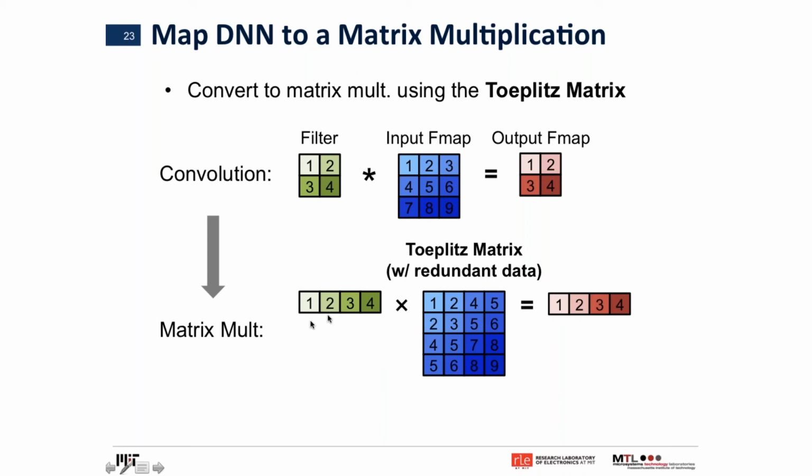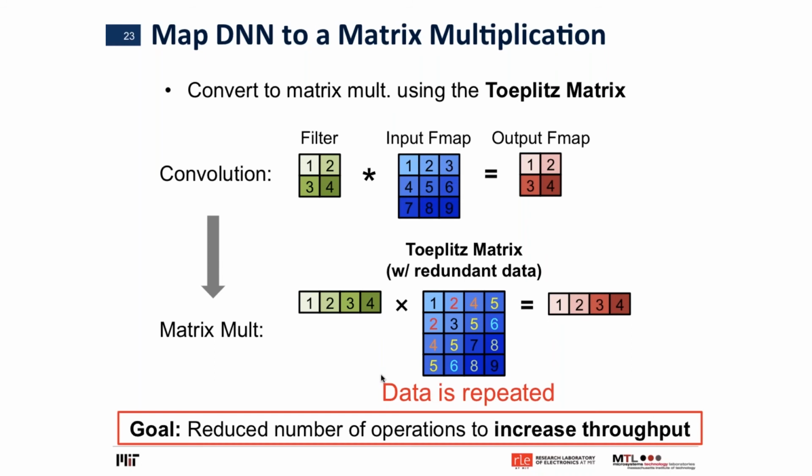What you could do is you could expand the filter from this 2D into a 1D, and then for the input feature map, you would do a Toeplitz matrix expansion, as shown here. The main thing you would notice is that there's a lot of repetition in data in terms of the organization. So the matrix expands, there's some repetition, but this basically enables you to do an easy matrix vector multiplication with the filter and the input feature map to generate the output feature maps.